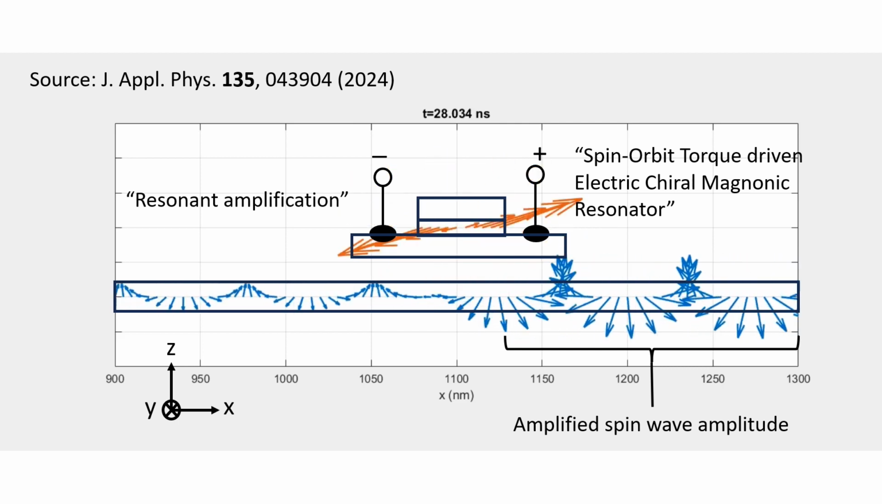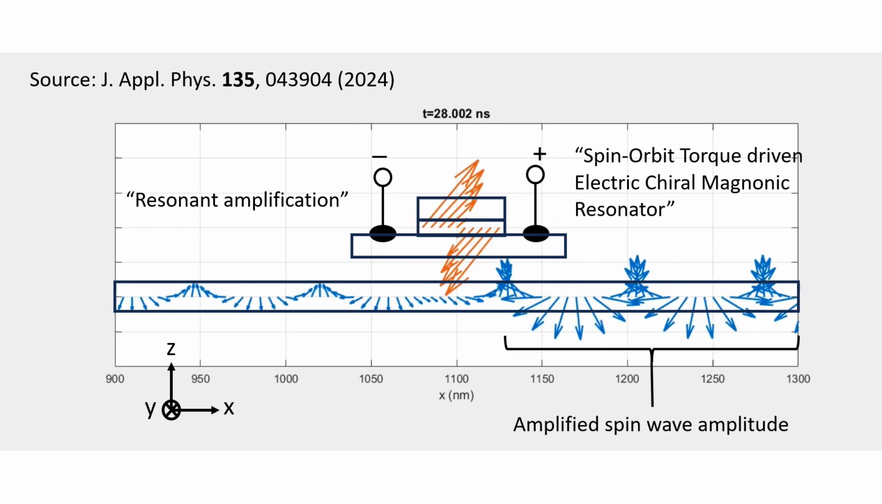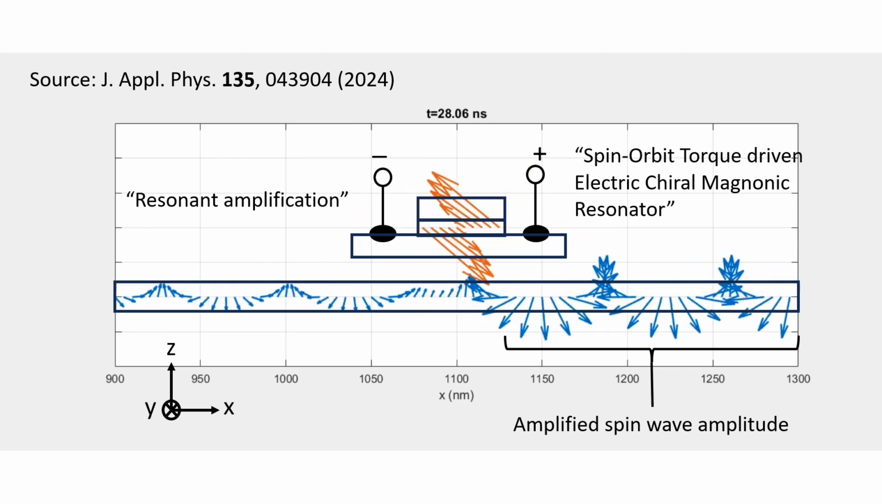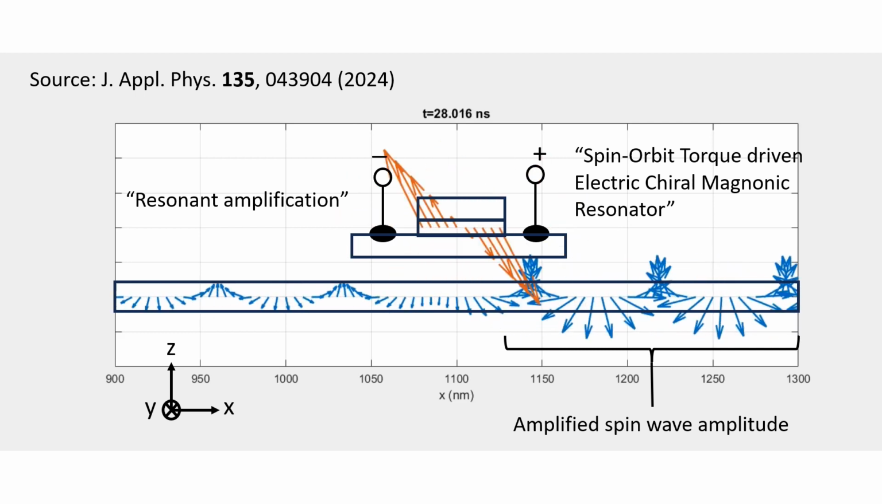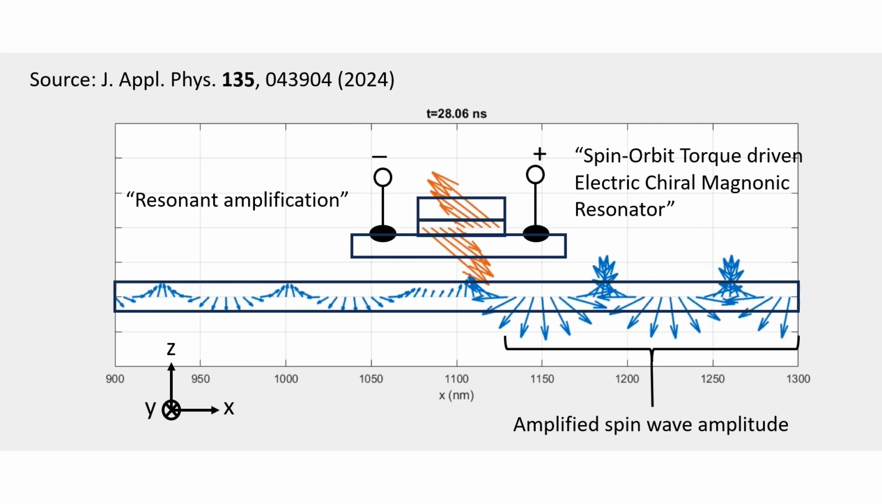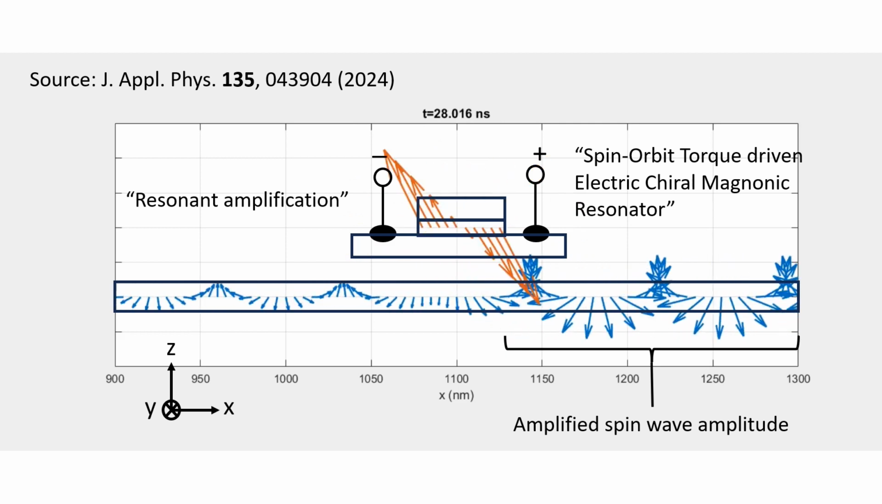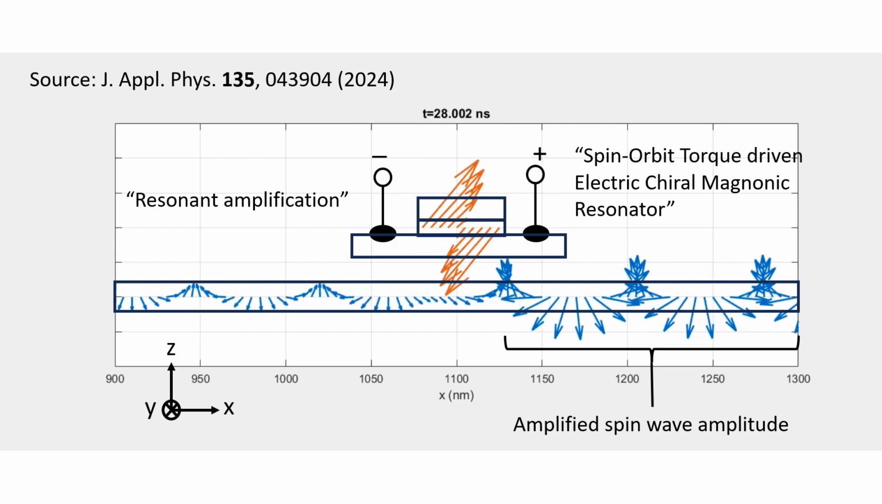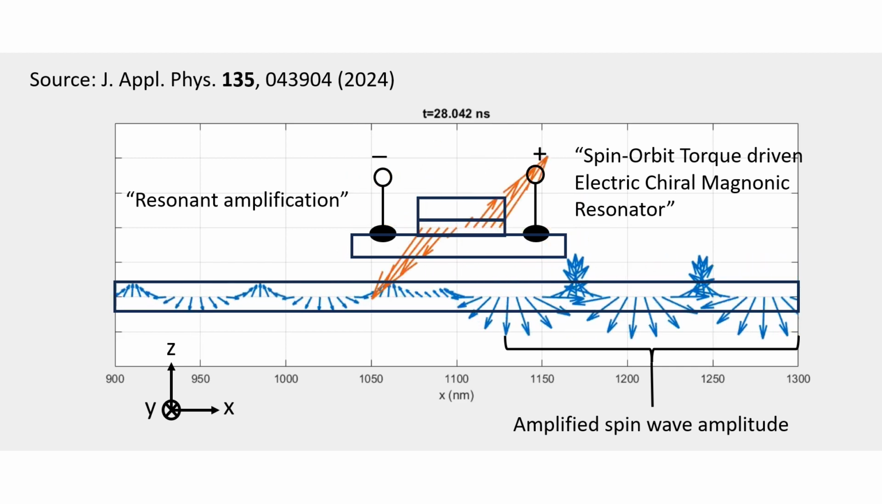Because of its low damping properties, yttrium iron garnet has been the preferred material for magnonics applications. However, spin wave amplification in yttrium iron garnet has been a long-standing problem in the magnonics research community. At this moment, the electric chiral magnonic resonator proposed here in this video is one of the few viable solutions for spin wave amplification in yttrium iron garnet.